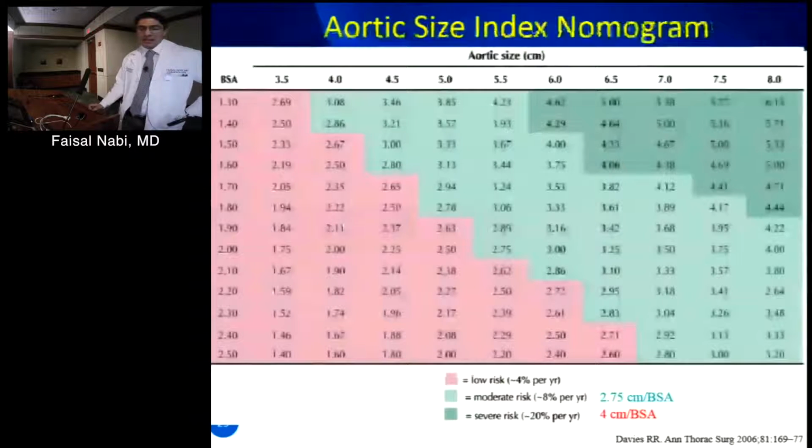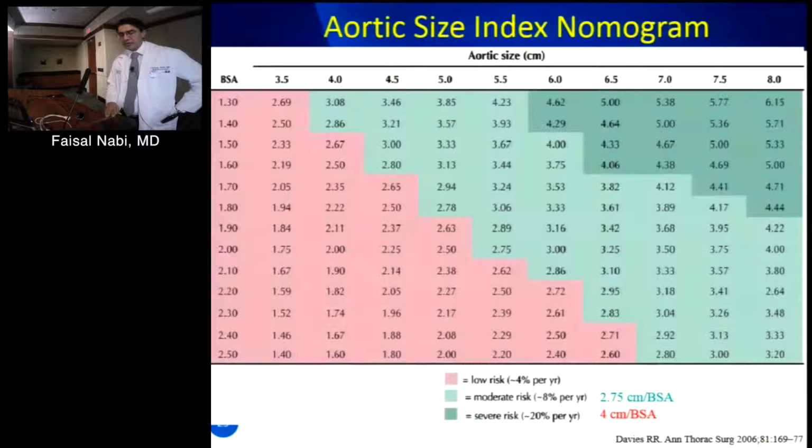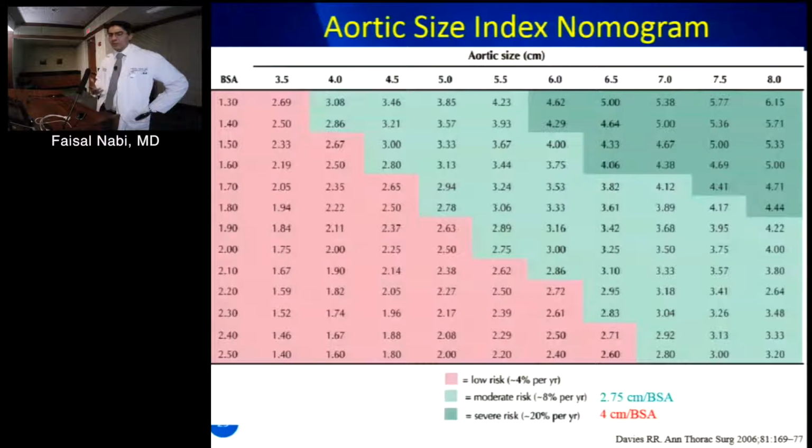Very good points. And this is, I think, what the table that I was referring to earlier, in reference to Dr. Zogby's question, was. I think this is probably a little bit more helpful: if you have a normal-sized individual, there are some prognostic data where you can take the patient's aortic size and index it to their BSA. And I've put in the bottom, you become moderate risk, which is about 8% per year, when you're at 2.75 centimeters per BSA, and you're severe risk when you hit 4 centimeters per BSA.